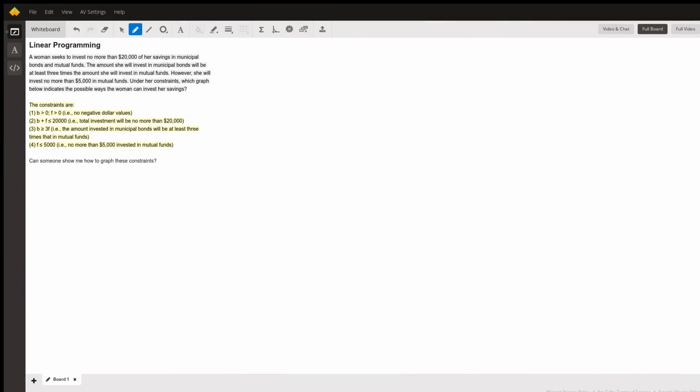Okay, so you have these constraints and it says B and F. It doesn't really matter, but I'm going to let B be X, standing for the X variable, and F stand for the Y variable. So I'm in the first quadrant, X and Y, because I know they both have to be positive. That takes care of number one in the first quadrant.